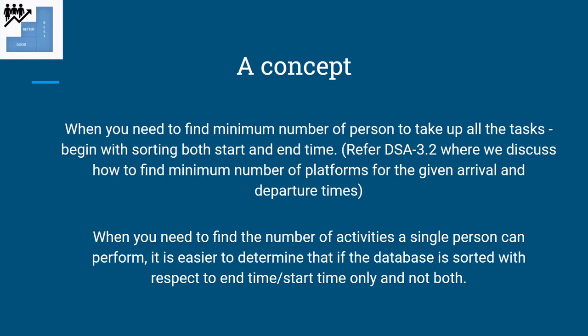But if the question was slightly different, listen to me carefully. If we say that we have only one platform, how many arrivals and departures can we take care of? This is another kind of question. So this second paragraph illustrates how you take up this second type of question. When you need to find the number of activities a single person, or the number of arrivals and departures by a single platform, that can be performed, it is easier to determine if the database is sorted with respect to just the end time, or just the start time.